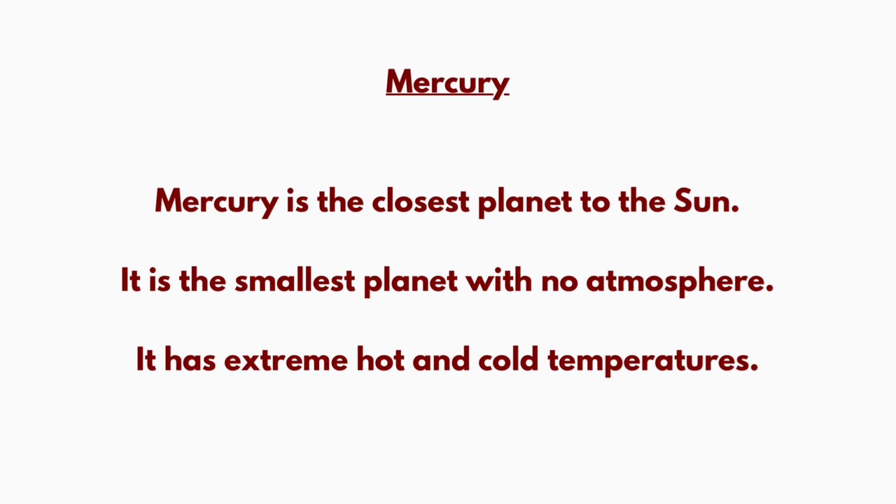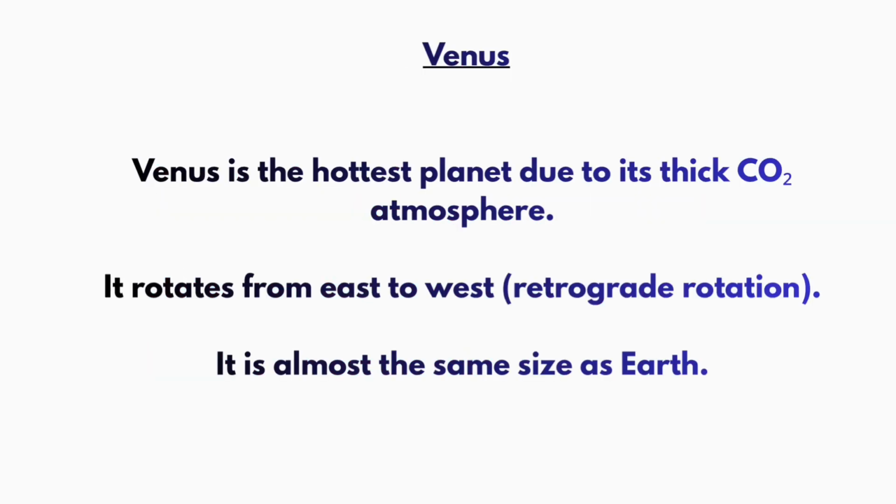Mercury, the closest planet to the sun, very small and rocky, with no atmosphere to trap heat, experiences extreme temperatures. So Mercury has very hot days and very cold nights. We will talk about Venus, similar in size to Earth. Thick atmosphere traps heat, hottest planet in the solar system, rotates in the opposite direction.